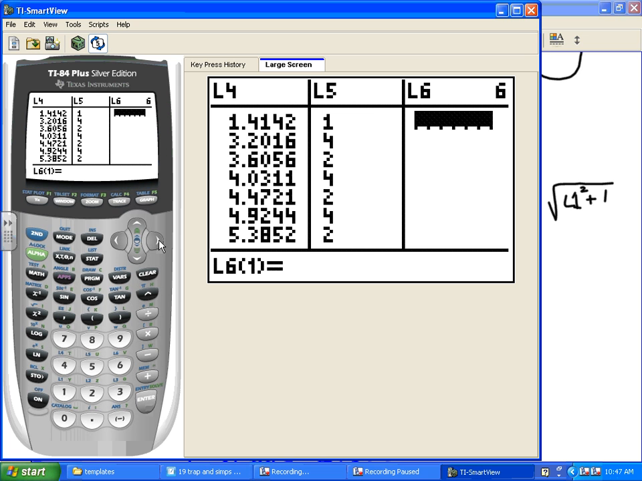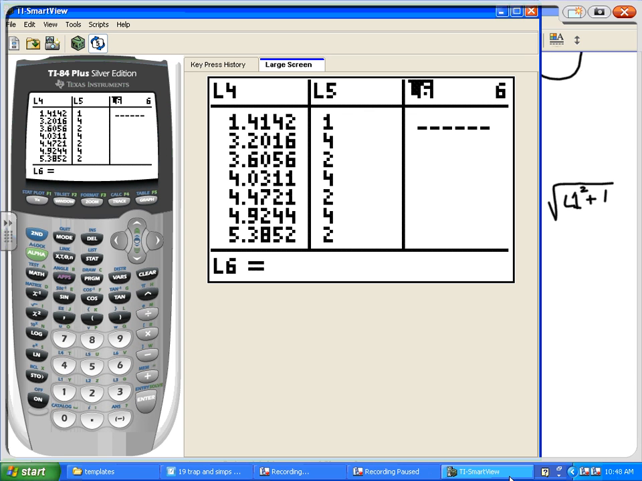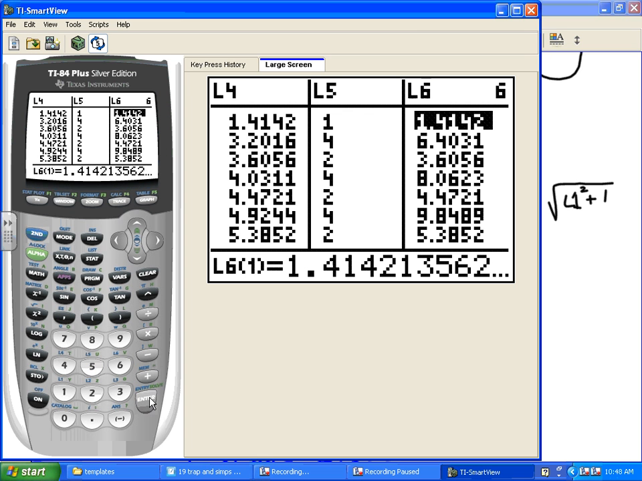Okay. Finally, L6 should be, go to the top, press enter, the cursor comes down. How should I define L6? L6 should be f of x, which is L2, times Simpson's coefficients, which is L5, right? So let's do that. L6 is equal to L2 times L5. L2, which is second 2, times L5, which is second 5. There we have it.